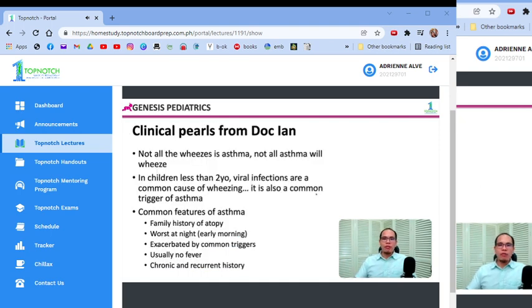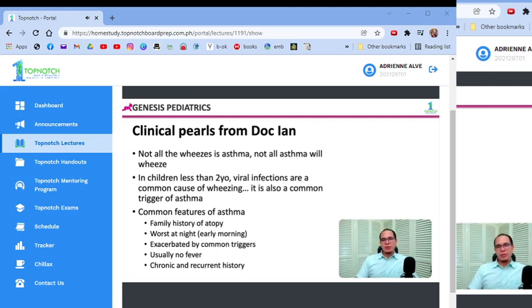Okay, so these are from me. Of course they are based on the knowledge that I've learned in books, in residency, and in training. Please do remember, not all that wheezes is asthma, and not all asthma will wheeze. We were taught this during residency. Very important yan. Hindi lahat ng pumipito ay asthma: bronchiolitis, viral respiratory tract infection. These are very common, especially for less than 2 years of age. But it doesn't mean it's asthma.